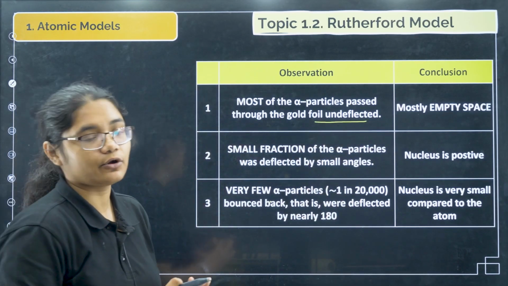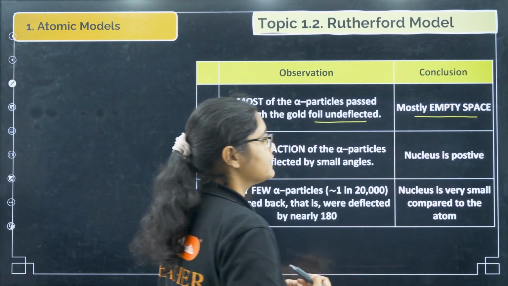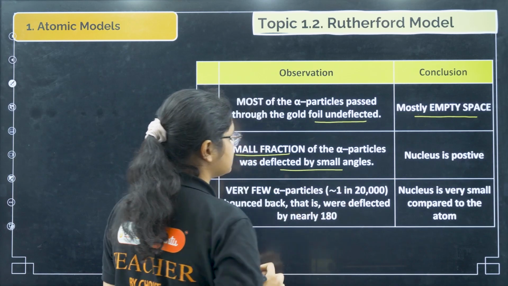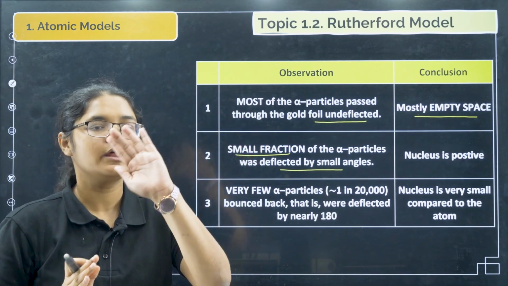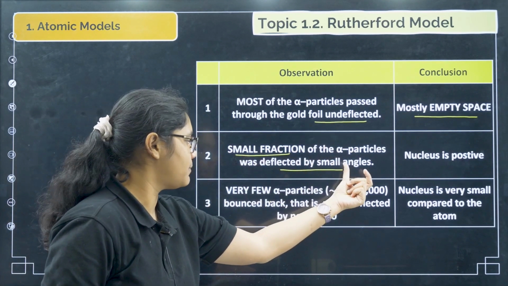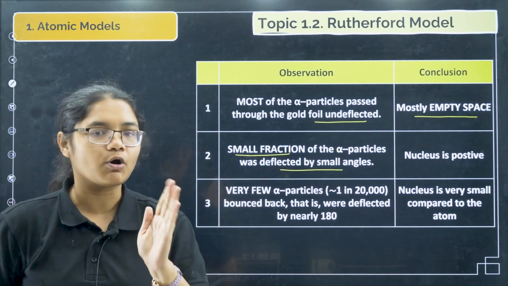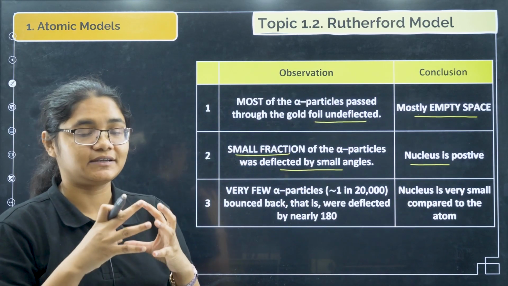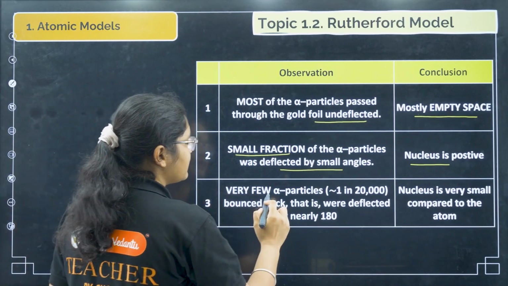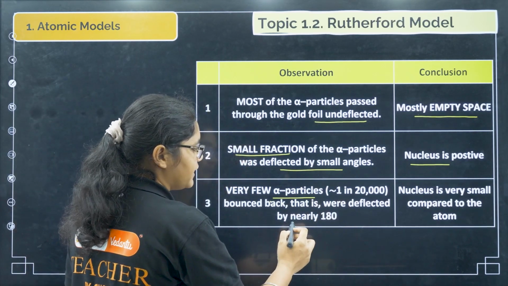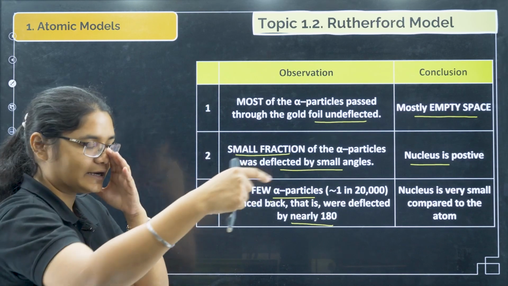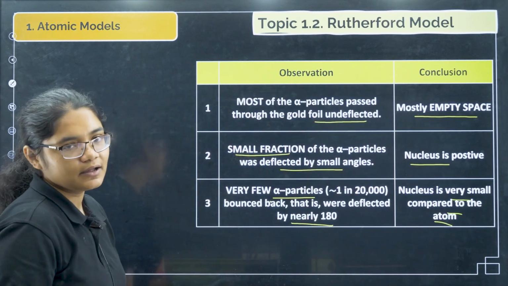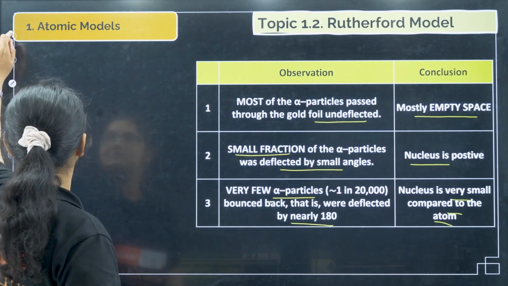What conclusion do we draw from this? That most of the space in the atom is empty. The second observation was that a small fraction of the alpha particles was deflected by a small angle, and this shows that one positively charged nucleus is present at the center. The third one, very few alpha particles were reflected by nearly 180 degrees, meaning directly reflected back, and that shows that the nucleus is very small as compared to the atom. These are the observations and the conclusions.